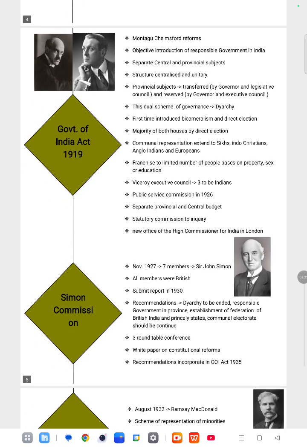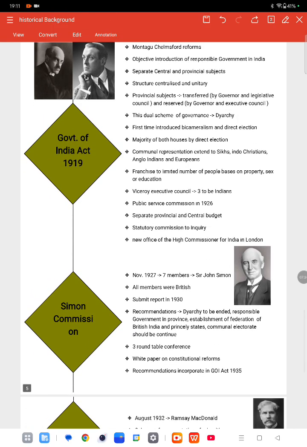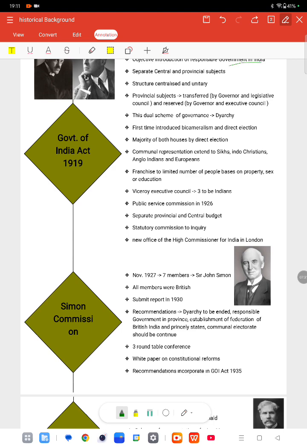Now we have a different act that is called the Montagu-Chelmsford reforms. The objective was the introduction of responsible government in India. Now they separated the central and provincial subjects. The structure was centralized and unitary. Provincial subjects were transferred, administered by the governor and legislative council, and reserved subjects were administered by the governor and executive council. The dual system of governance, diarchy, has been introduced in provinces by the Government of India Act 1919.